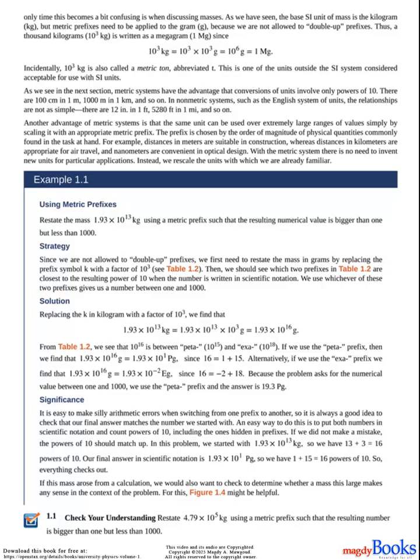In this problem, we started with 1.93 multiplied by 10^13 kilogram, so we have 13 plus 3 equals 16 powers of 10. Our final answer in scientific notation is 1.93 multiplied by 10^1 petagram, so we have 1 plus 15 equals 16 powers of 10. So, everything checks out. If this mass arose from a calculation, we would also want to check to determine whether a mass this large makes any sense in the context of the problem.